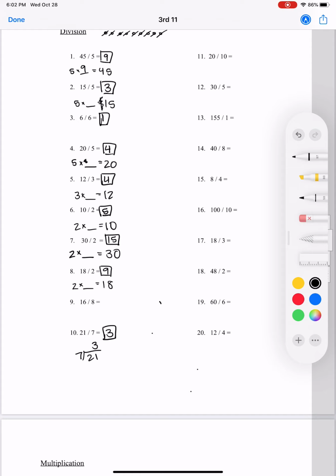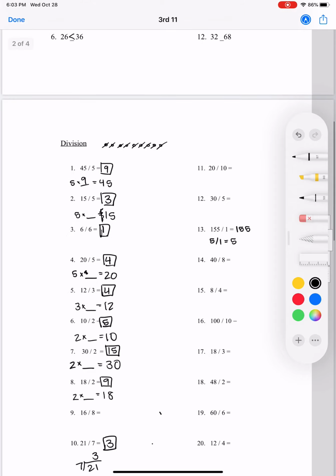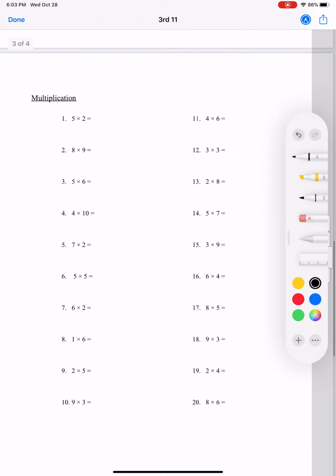Okay, let's see, I think number 13. So when a number is being divided by 1, then the answer is the number. So number 13, the answer would be 155. Let's say it was 5 divided by 1, then the answer would be 5. So yeah. Okay, next worksheet, multiplication.